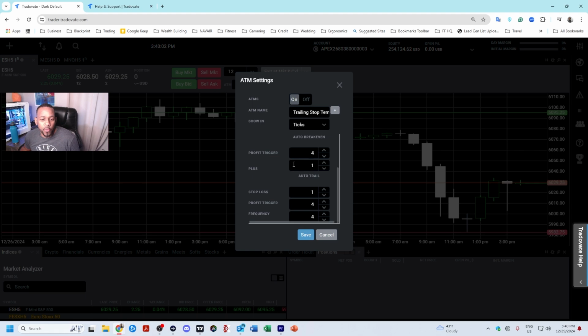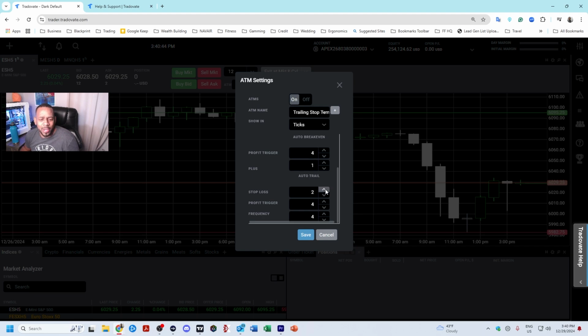So profit trigger 4 plus 1. So the plus 1 is the auto trail, right? So once we hit 4, we hit break even, and every 4, it'll go up plus 1. So 4 ticks, I'll go up a tick. 4 more ticks, I'll go up a tick. That way it's trailing. The trailing stop moves along with price action, so that you're locking in your gains as price is moving with your order.